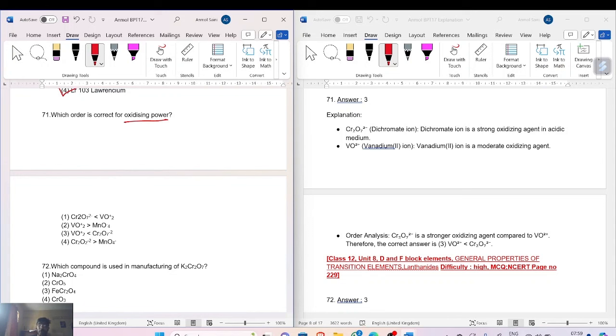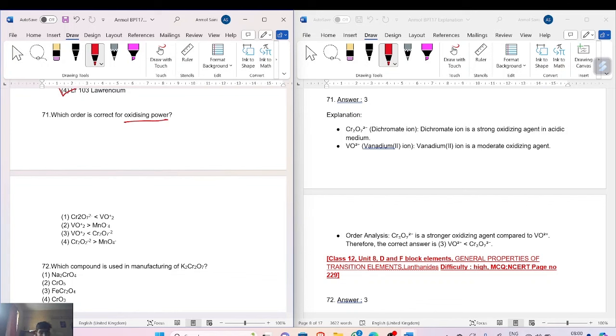A compound will have more oxidizing power when it is in its highest oxidation state. When it is in its highest oxidation state, it will itself get reduced, but it will oxidize the other element, hence it will have higher oxidizing power. So we have to check which of the following is in its highest oxidation state. Let's check step by step.